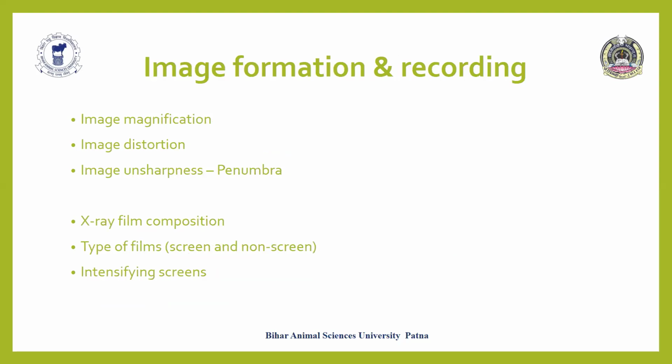You should know about image formation. When an image is formed, certain processes are affected. The object is a 3D subject and the image is formed in 2D, so there will be some changes. The image may be magnified or distorted, or there may be less sharpness. What are the various factors which affect the magnification of the image, the distortion of the image, and the unsharpness? This unsharpness is also known as penumbra. You should know about those factors.